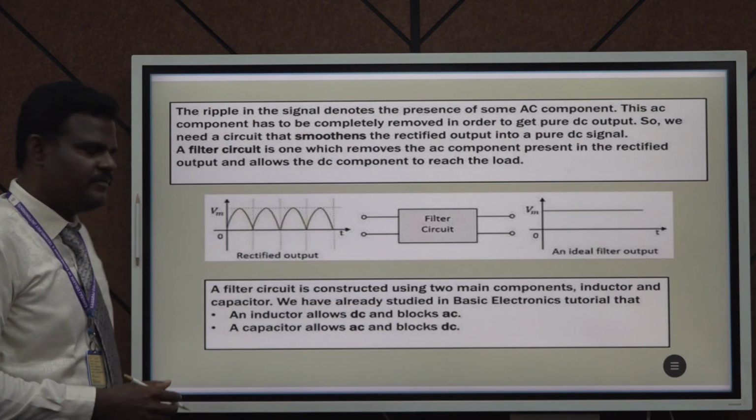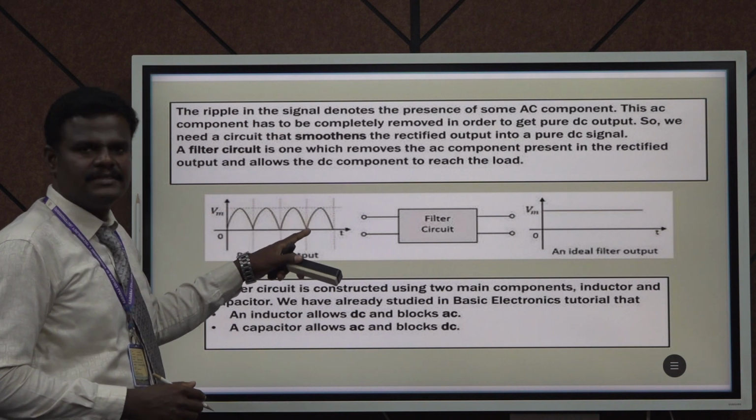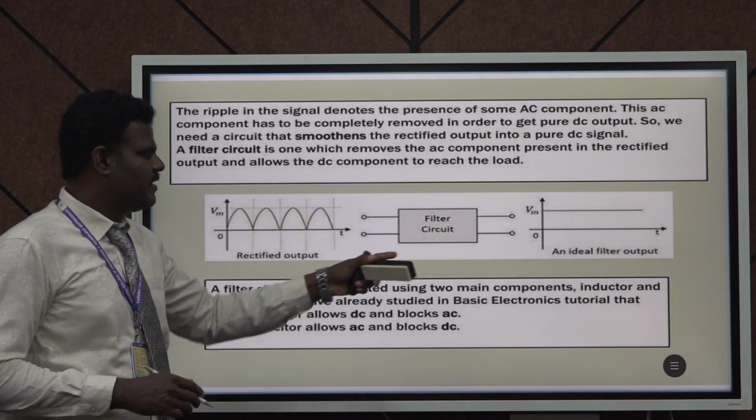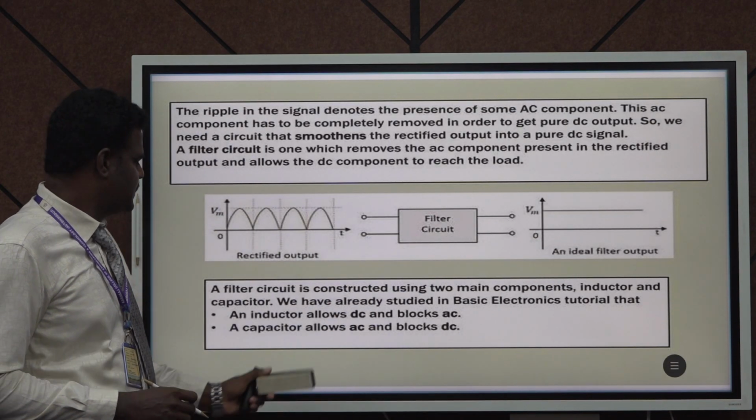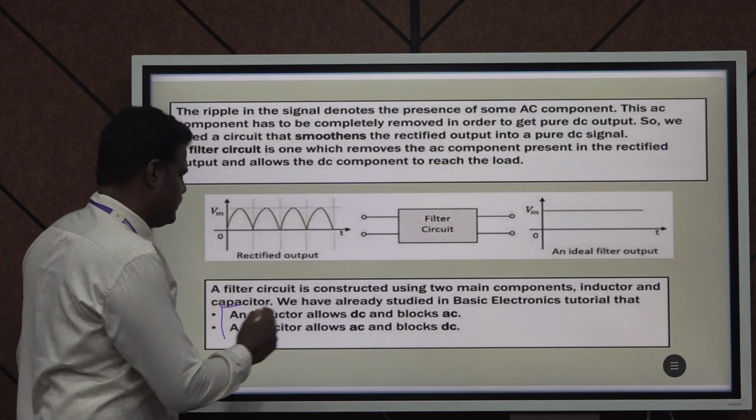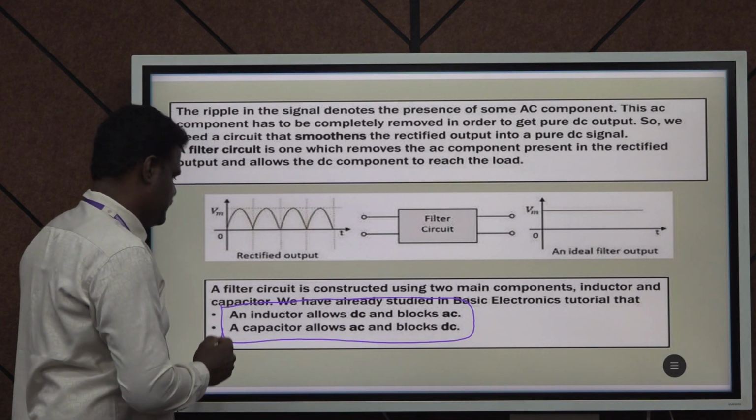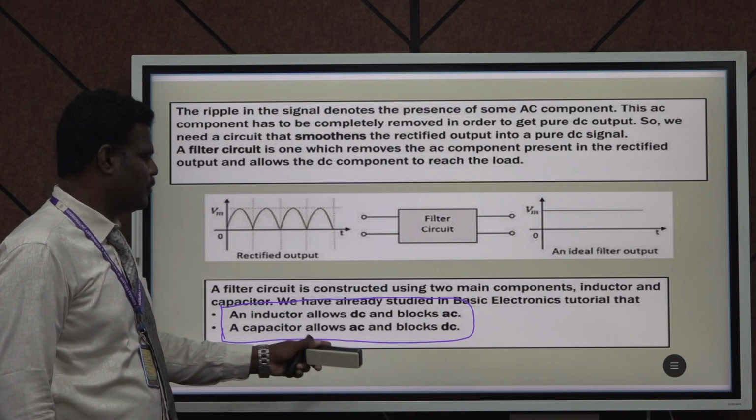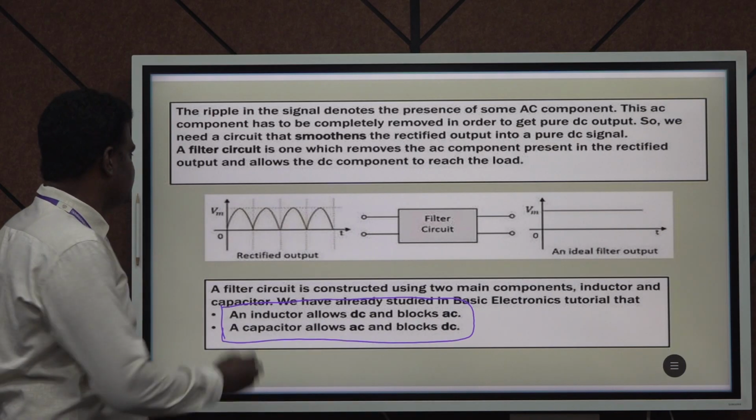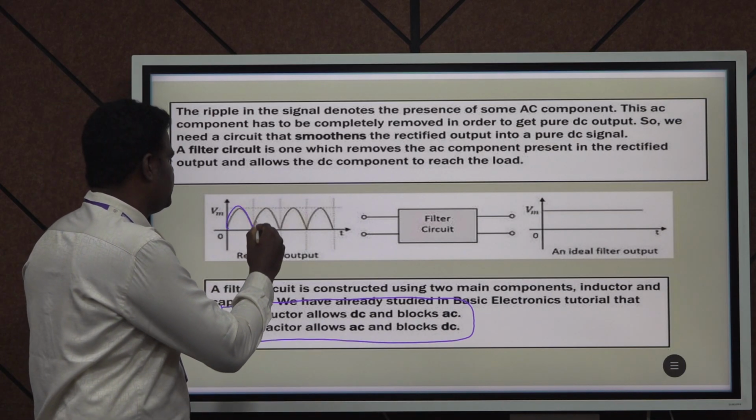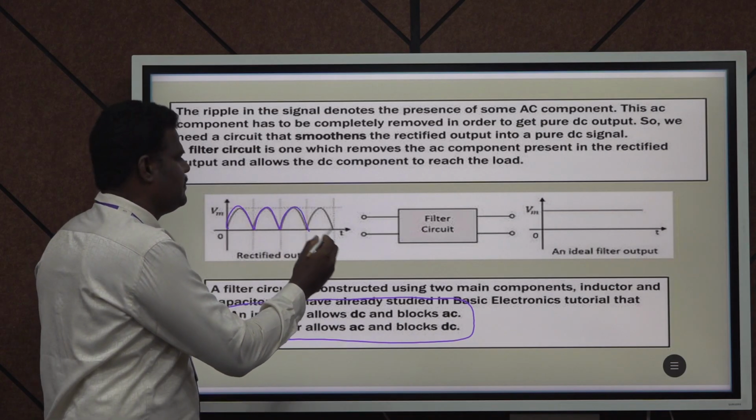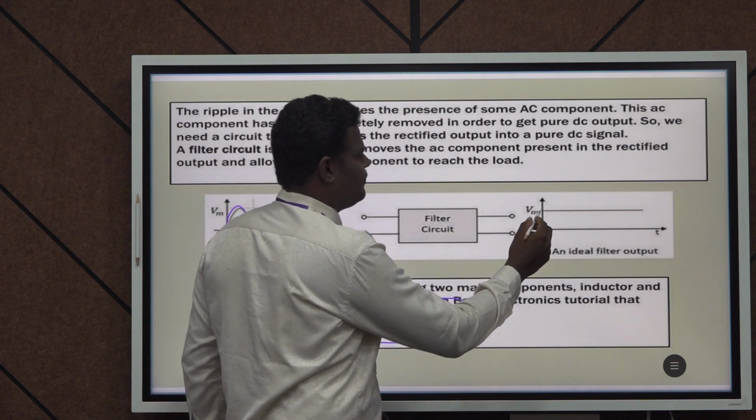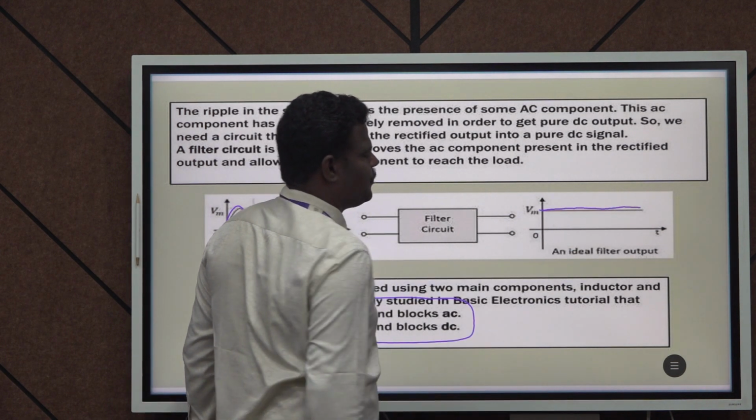From the rectifier, we get a pulsated DC output like this, but we need pure DC like this. So we need to have a filter arrangement. For that filter arrangement, we are using this property: an inductor allows DC and blocks AC, and a capacitor allows AC and blocks DC. Here we have a pulsated DC. By applying this pulsated DC to the filter arrangement, we get pure DC.